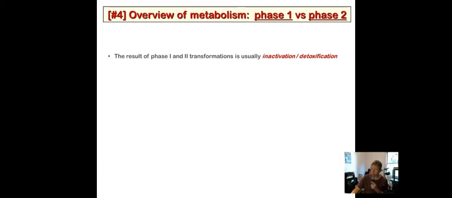And the result of phase 1 and phase 2 transformations is usually inactivation or detoxification. Obviously, if it's a beneficial drug, then you wouldn't really say it's detoxifying it, but certainly for toxins and toxic molecules that we might ingest, these transformations would detoxify it.